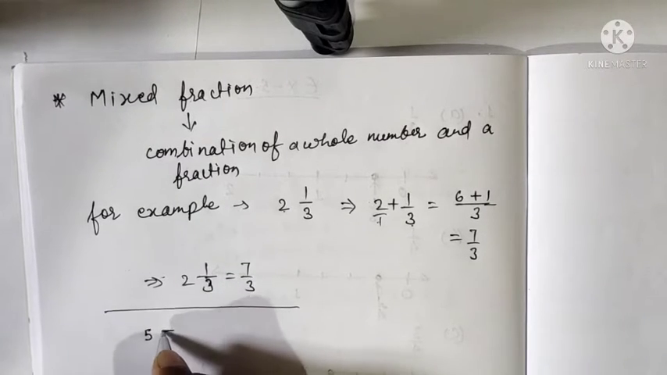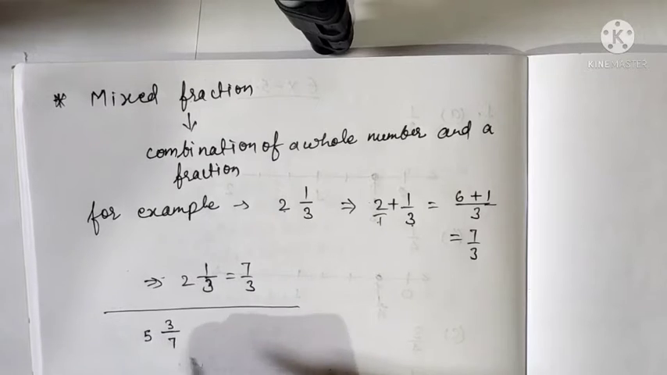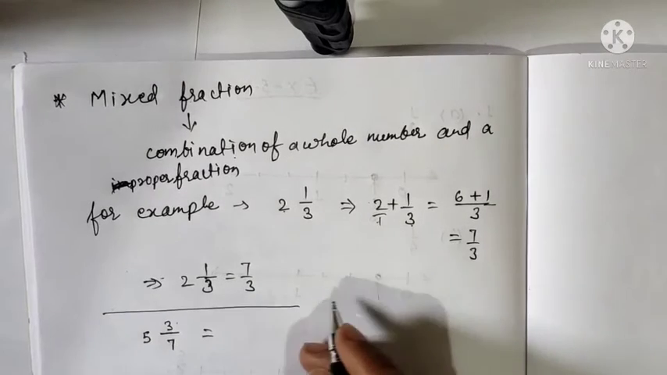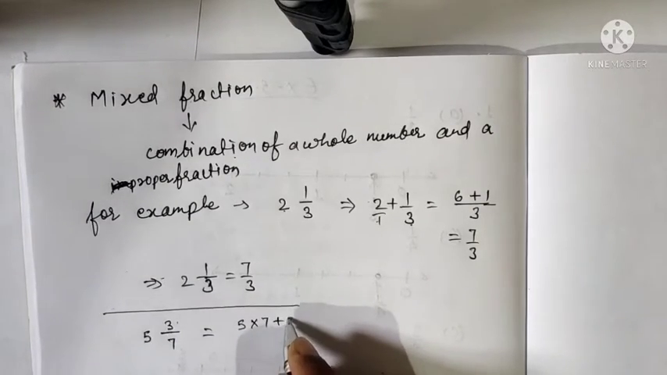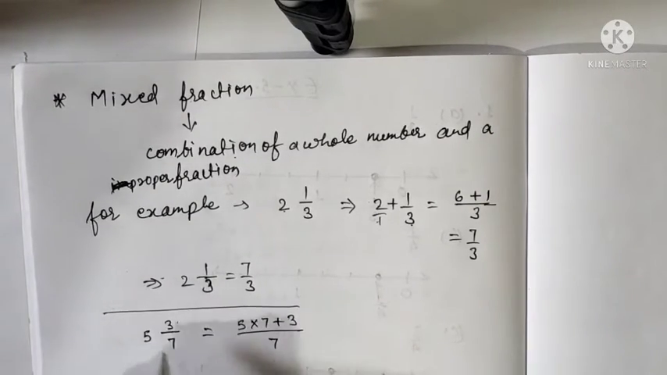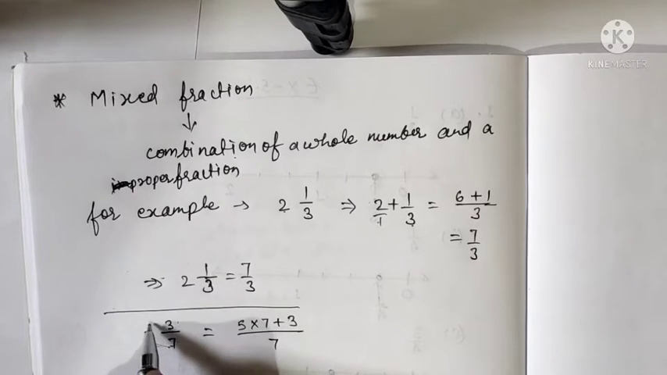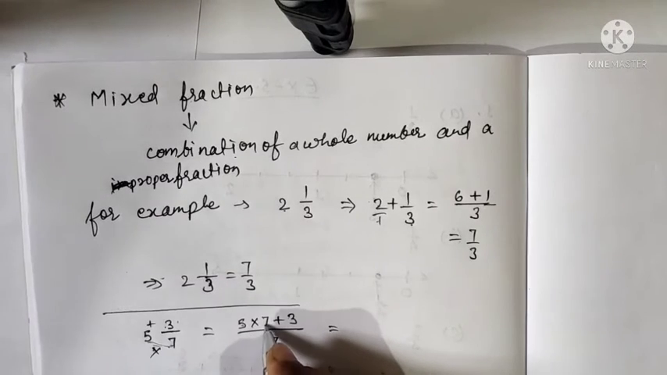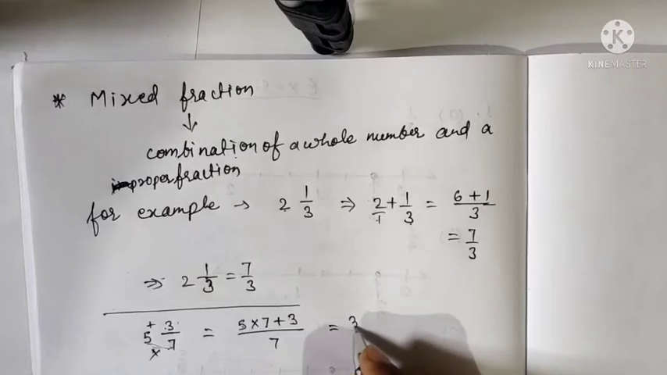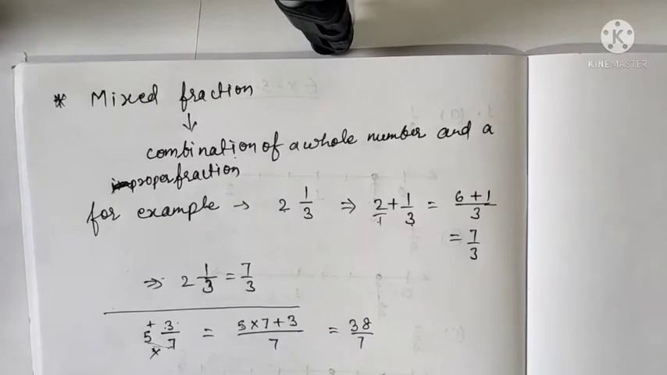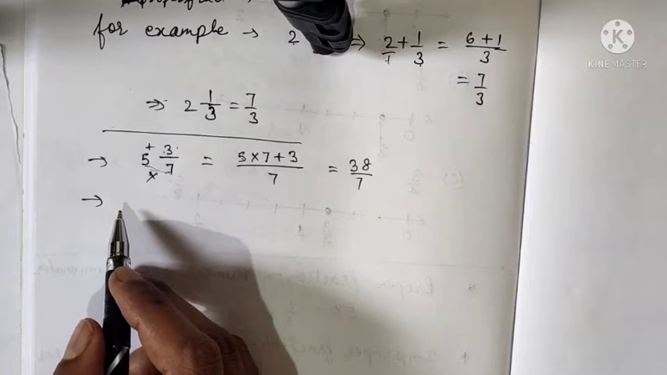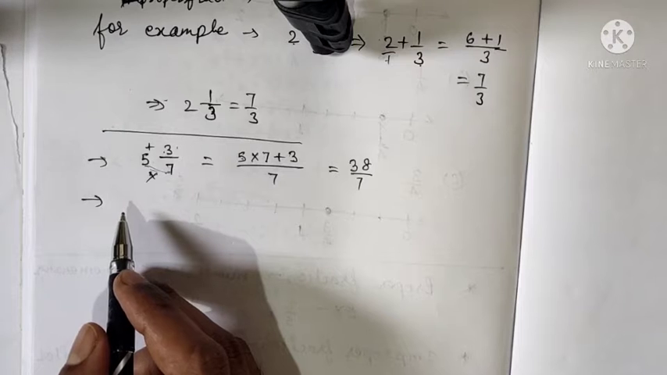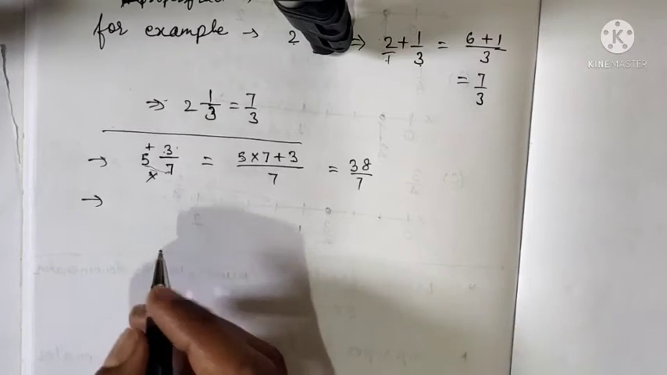Let us consider a question which is 5 3 by 7 and we have to convert it into the form of an improper fraction. Then it will be 5 into 7 plus 3 by 7, which is equal to 5 into 7 become 35, 35 plus 3 is 38, so 38 by 7. Simple. Now there will be another type of question in which an improper fraction is given and we have to convert it into a mixed fraction.